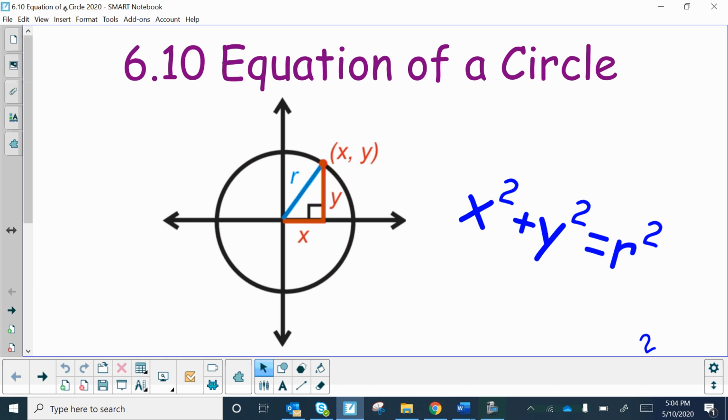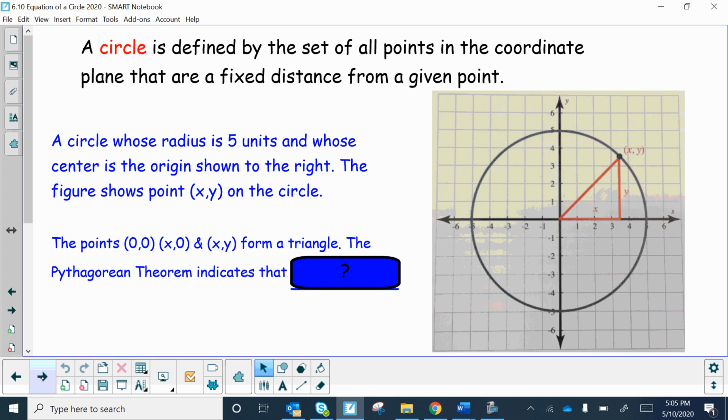All right, this is 6.10, equations of circles. This is our last section for circles. So circles is a big unit. We're now moving to the coordinate grid, or coordinate plane, and we're going to be graphing circles, writing equations of circles, and be able to state certain parts of a circle given the graph.